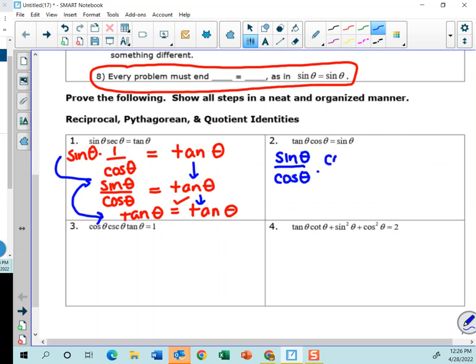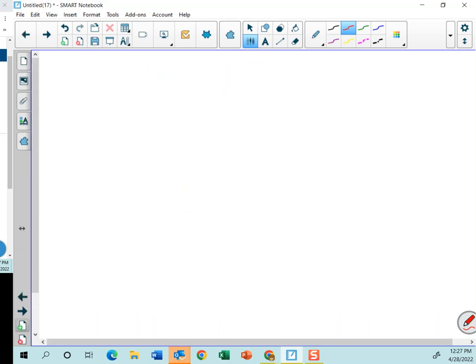Okay, if you've restarted, you can see my attack on number 2. Once again, going with my sines and cosines approach. I'm using some fraction arithmetic strategies here. When I have fraction multiplication, when I have one fraction times another, you can just multiply across and then reduce.